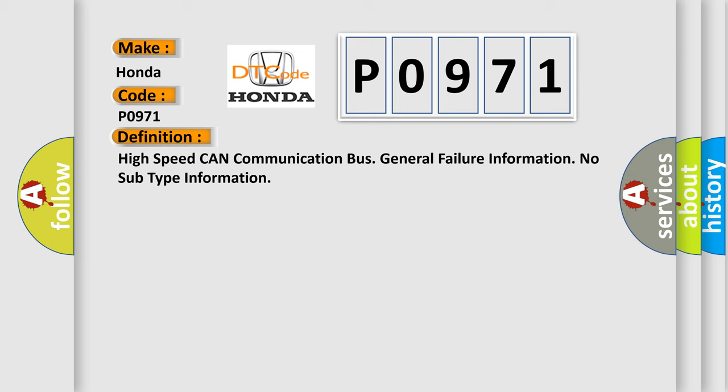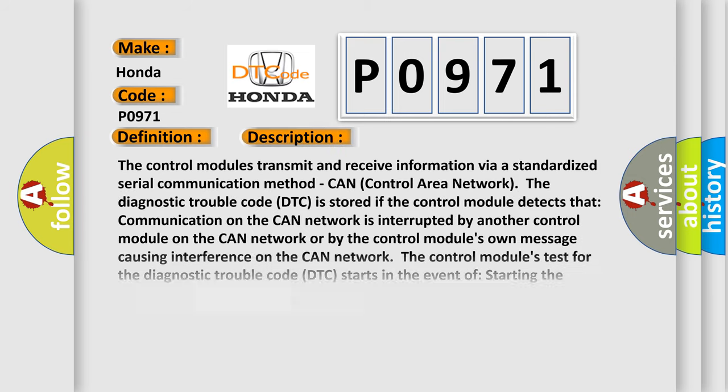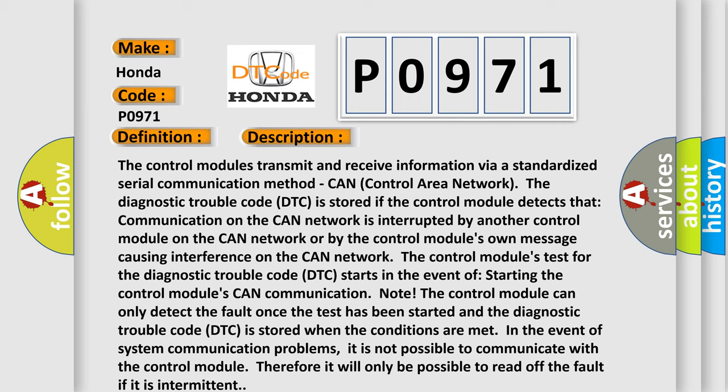And now this is a short description of this DTC code. The control modules transmit and receive information via a standardized serial communication method, the CAN controller area network. The diagnostic trouble code DTC is stored if the control module detects that communication on the CAN network is interrupted by another control module on the CAN network or by the control module's own message causing interference on the CAN network. The control module's test for the diagnostic trouble code DTC starts in the event of starting the control module's CAN communication. Note: the control module can only detect the fault once the test has been started and the diagnostic trouble code DTC is stored.